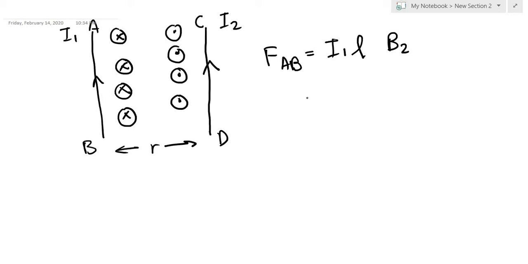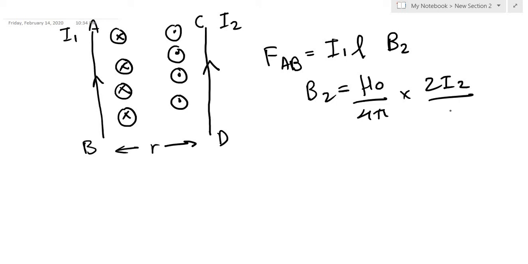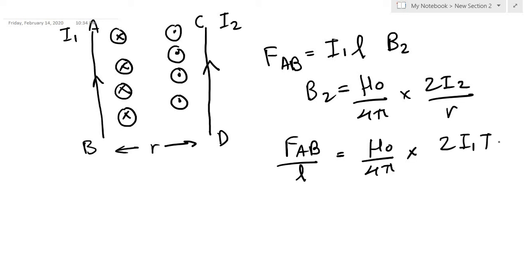So B2. We know the formula for B2, infinitely long conductor. So mu naught by 4 pi into 2I2 over say R, and we can just rearrange this as F_AB over L, force per unit length, is given by mu naught by 4 pi into 2 times I1 I2 by R. This is for the force per unit length on the first wire.